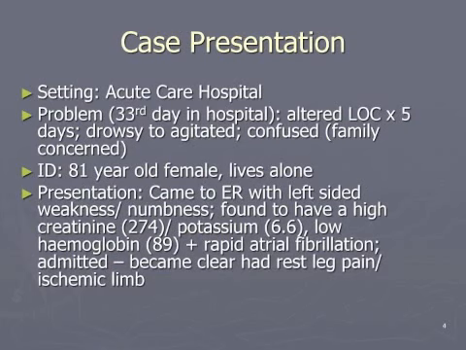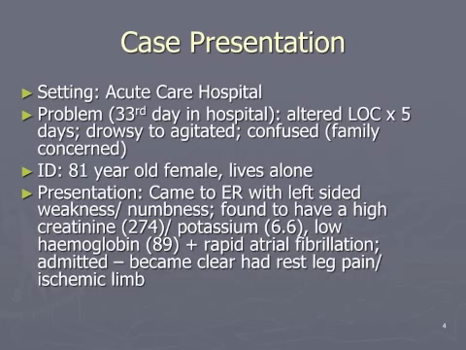The setting is acute care, and the person we're talking about has been in for a bit over a month. You're involved in her care, and she has an altered level of consciousness, and that's been going on for about 5 days. She varies from being drowsy to being agitated, and her family are quite concerned about her because they feel she's confused. She's 81 years of age, and when she came in the hospital, she was living alone.